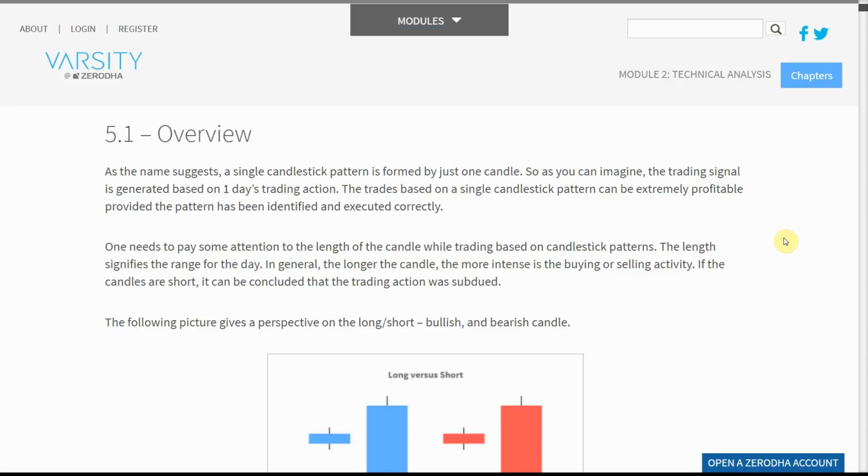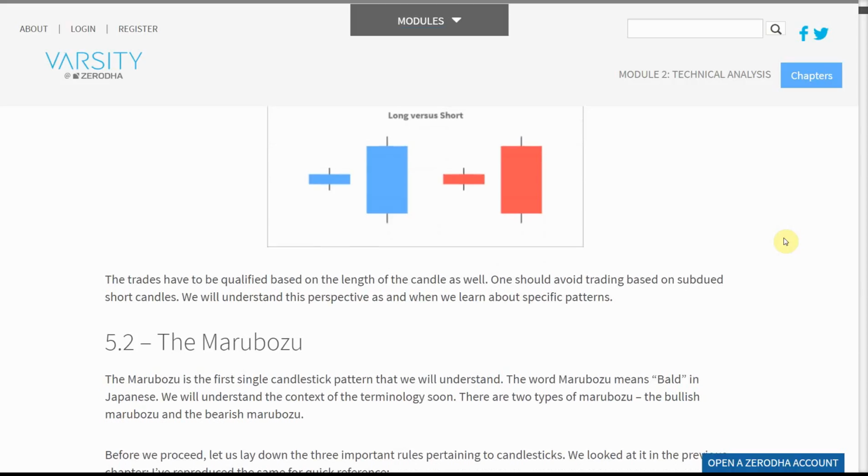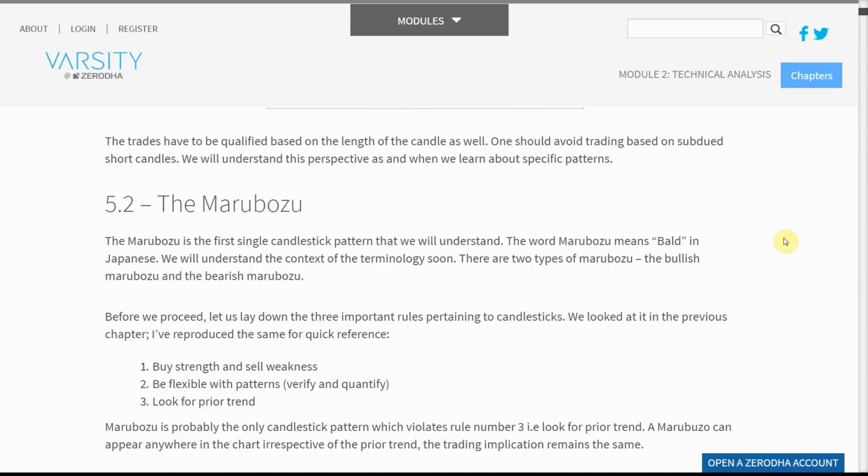The length signifies the range for the day. In general, the longer the candle, the more intense is the buying or selling activity. If the candles are short, it can be concluded that the trading action was subdued. The following picture gives a perspective on the long, short, bullish, and bearish candle. The trades have to be qualified based on the length of the candle as well. One should avoid trading based on subdued short candles. We will understand this perspective as and when we learn about specific patterns.